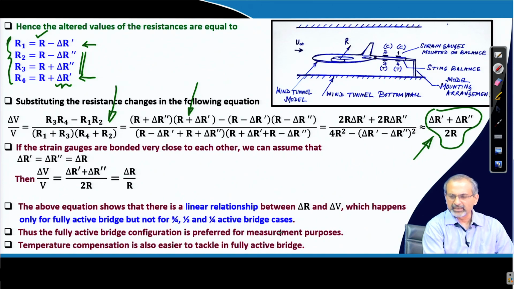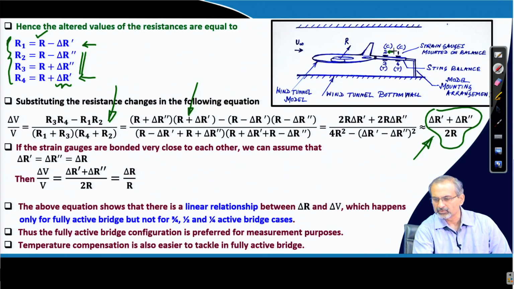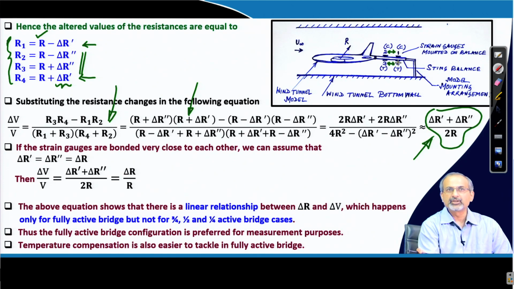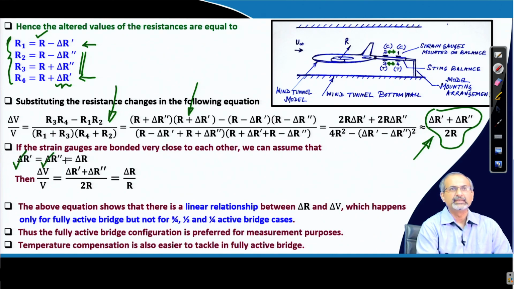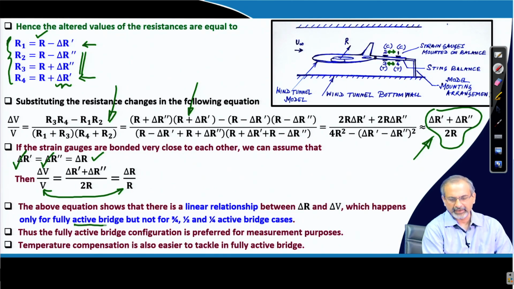Now, if these strain gauges are bonded very close to each other, that means 1 and 2 are close to each other, similarly 3 and 4 are close to each other, which means they are very compactly bonded on the strain gauge, then delta R dash and delta R double dash will be nearly equal to each other. Let us call it delta R. In that case, delta V by V will become delta R by R, which means there is a linear relation between delta V and delta R. This happens for a fully active bridge.